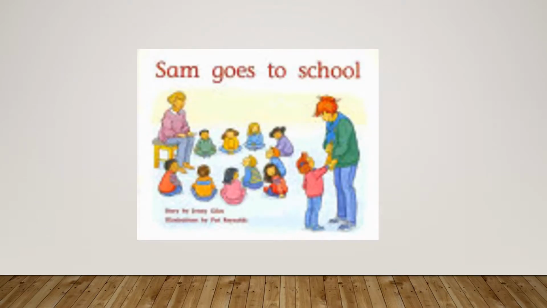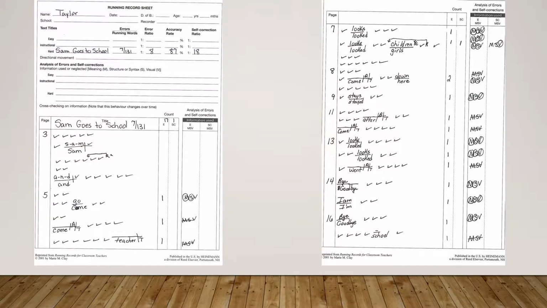So today we're going to look at a text, Sam Goes to School. It's a text level 7 with 131 words. Here is the running record from Taylor. If you will look, her score was 87%.